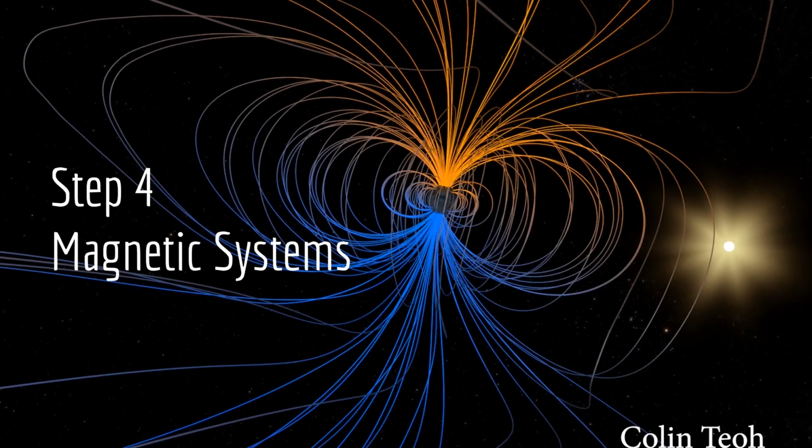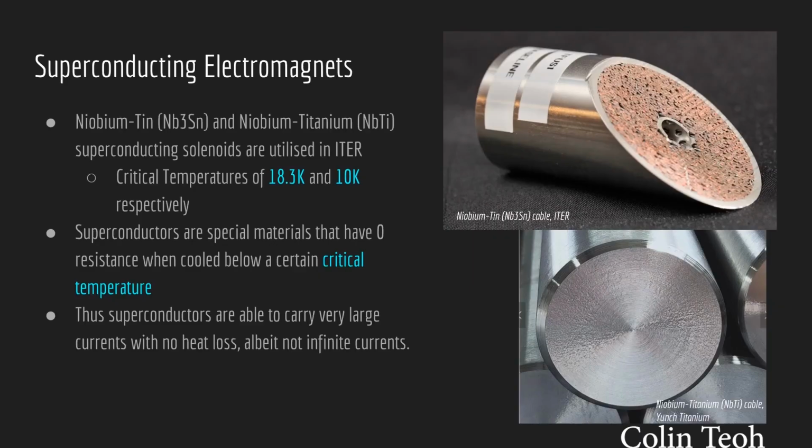Moving on to step 4 with magnetic systems. The magnetic systems used at ITER are made of niobium tin and niobium titanium. These materials are superconductive, which means they exhibit zero electrical resistance when cooled below a certain critical temperature. Niobium tin and niobium titanium have critical temperatures of 18.3 Kelvin and 10 Kelvin respectively.